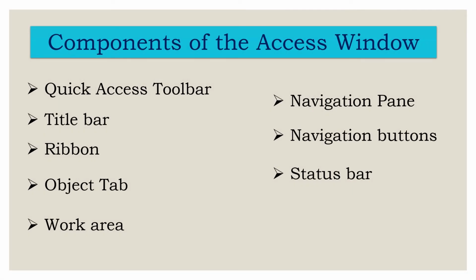Components of the Access window. Quick Access Toolbar, Title Bar, Ribbon, Object tab, Work Area, Navigation pane, Navigation buttons, and Status bar are the components of the Access window.